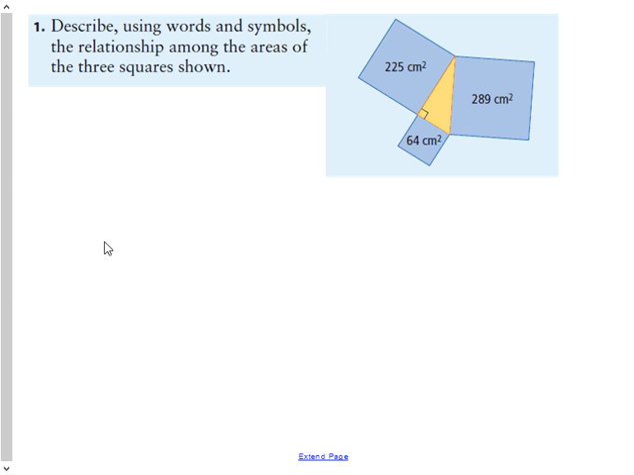Well, if we think about what Pythagoras said, these two black lines which make up the 90-degree angle are called legs. And usually, in his theorem, he called them leg A and leg B. And the third side of the right triangle, which is across from those, he called C, and it's called the hypotenuse. So in words and symbols, you could first say that 64 plus 225 is equal to 289.